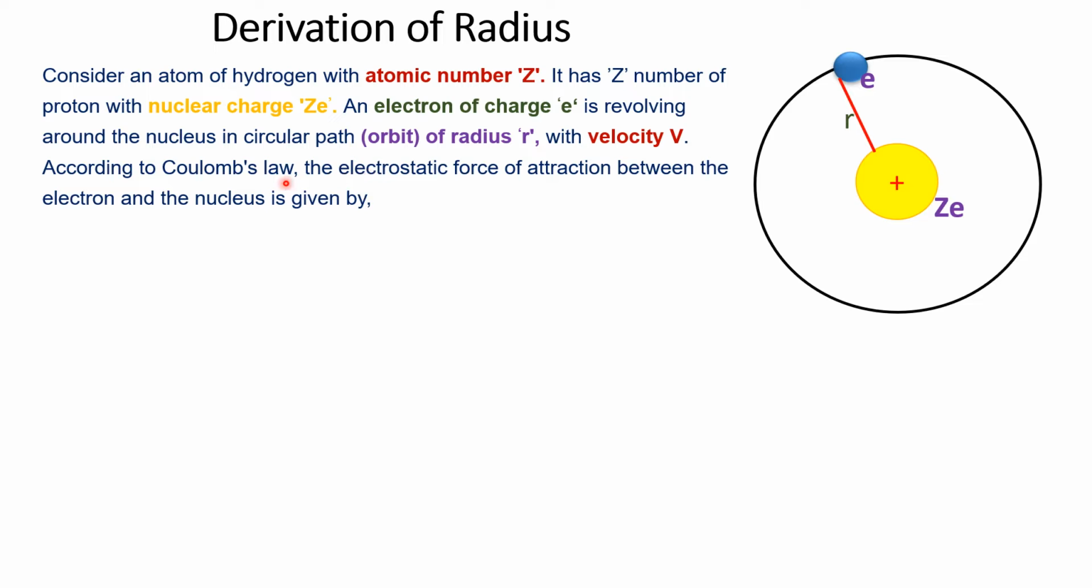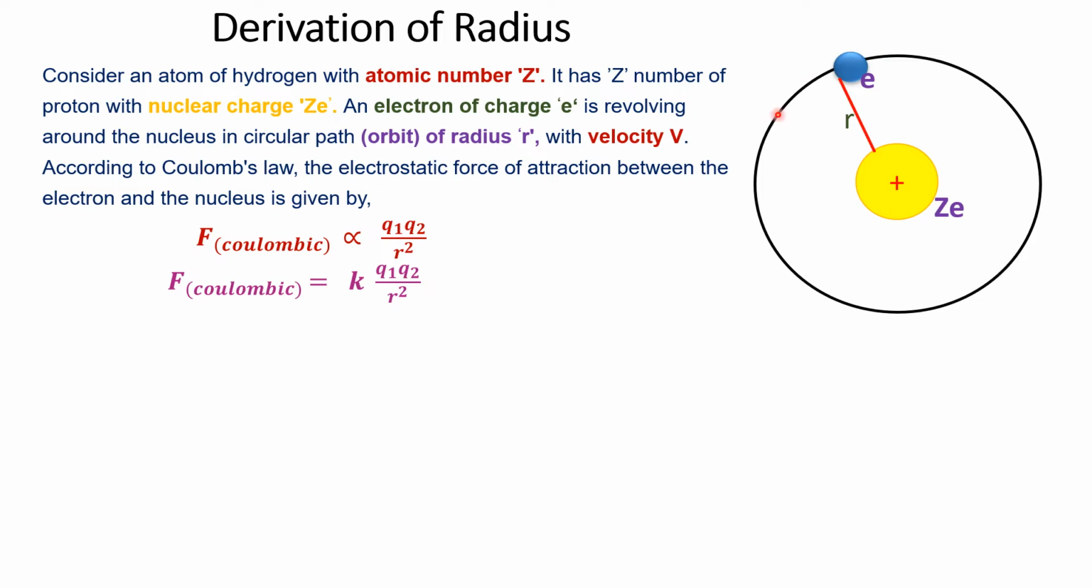According to the Coulomb law, the electrostatic force of attraction between two bodies is given by: the force of attraction is proportional to Q1, that is charge of first body, Q2, that is charge of second body, divided by r square, the distance between these two charged bodies. Now replace the sign of proportionality with some constant k. Coulomb force is equal to k Q1 Q2 divided by r square.